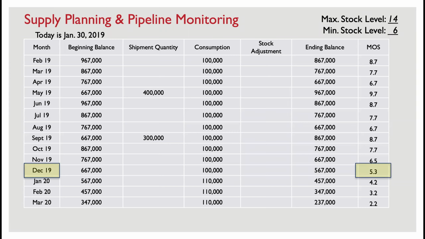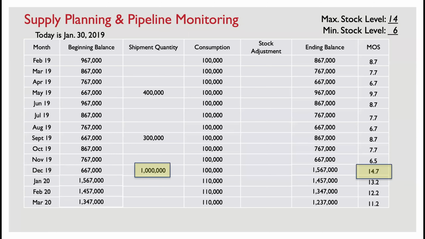All right, did you say December 2019? That is the month we would normally be going below our minimum stock level in the country. So that is when we should receive our shipment. And if we receive 1 million, as we're proposing here, we will get to our maximum of 14. In fact, we'll be slightly over.